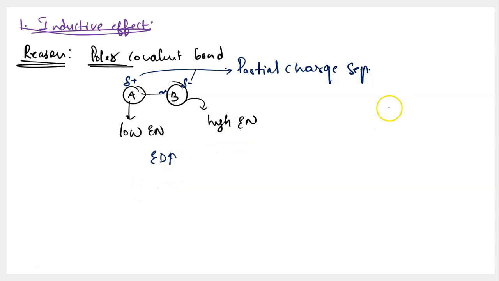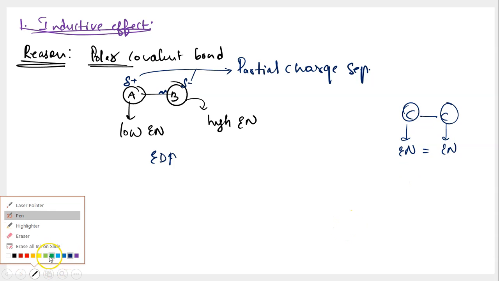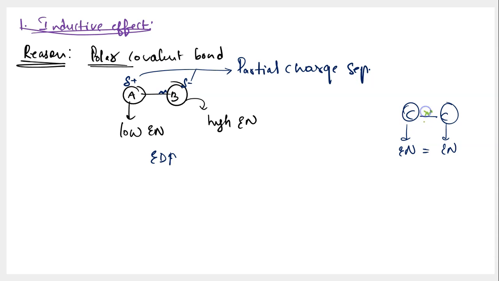What if I talk about a molecule where I have a non-polar covalent bond? Like I'm talking about a molecule where there is only a carbon-carbon bond. Because both the atoms in this bond are equally electronegative, because their electronegativity is the same, the bond pair of electrons is always situated at the center. When the bond pair of electrons is situated at the center, there are no partial positive or negative charges arising over there. So no polarity in this molecule.